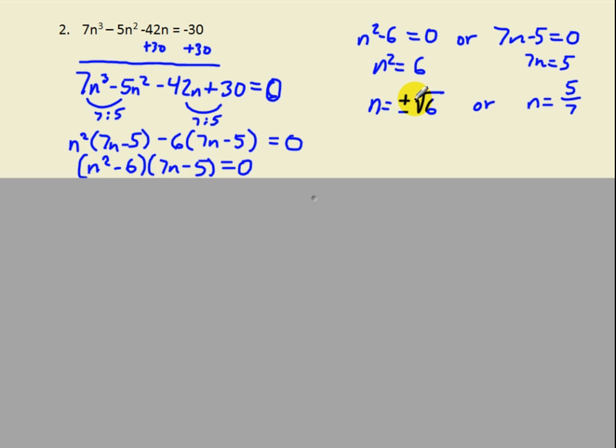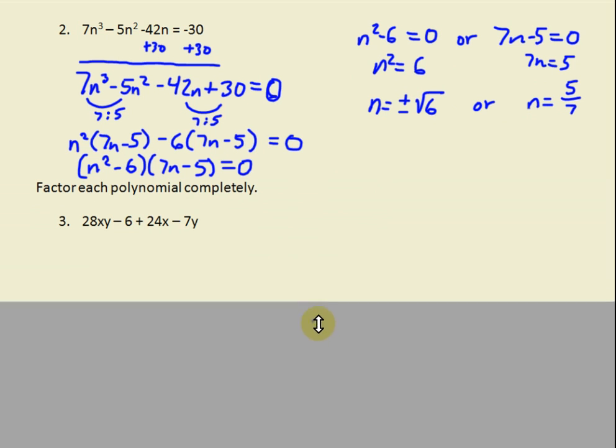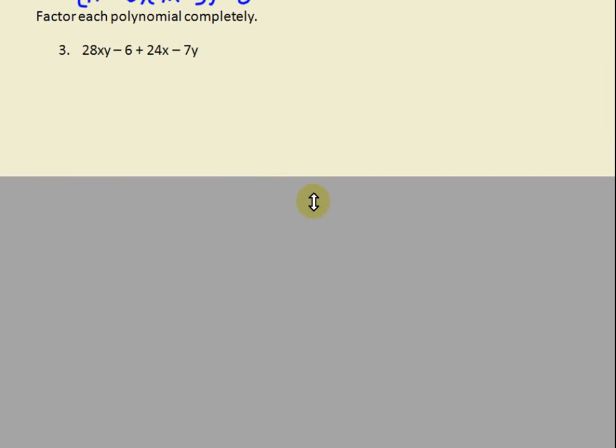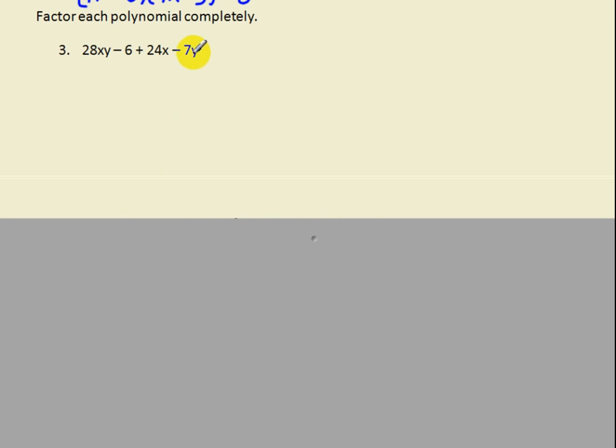Okay, so here we actually have three solutions: the positive square root of 6, the negative square root of 6, and 5/7. Okay, number 3. Now for a few problems we're going to factor. So no equation to solve, but we're going to factor.